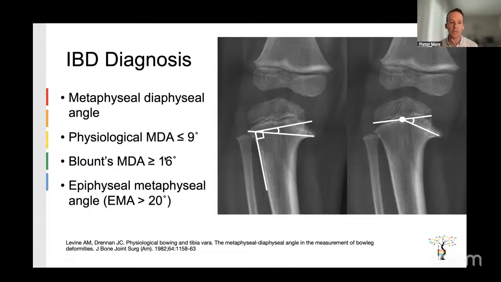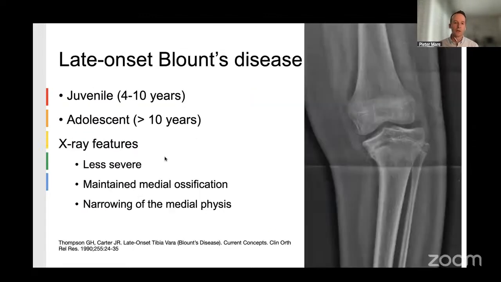And it is in that intermediate group that the epiphyseal metaphyseal angle, which is the image on the right there, with a cut point of about 20 degrees, becomes helpful in differentiating between the two conditions. Now, the radiographic features of late onset Blount's disease are much less severe. Thompson and Carter subdivided this into two groups, with juvenile being age at onset between 4 and 10 years and adolescent after the age of 10 years. The X-ray features are less severe. There's maintained medial ossification without a severe medial articular depression, and there's narrowing of the medial physis that is visible.